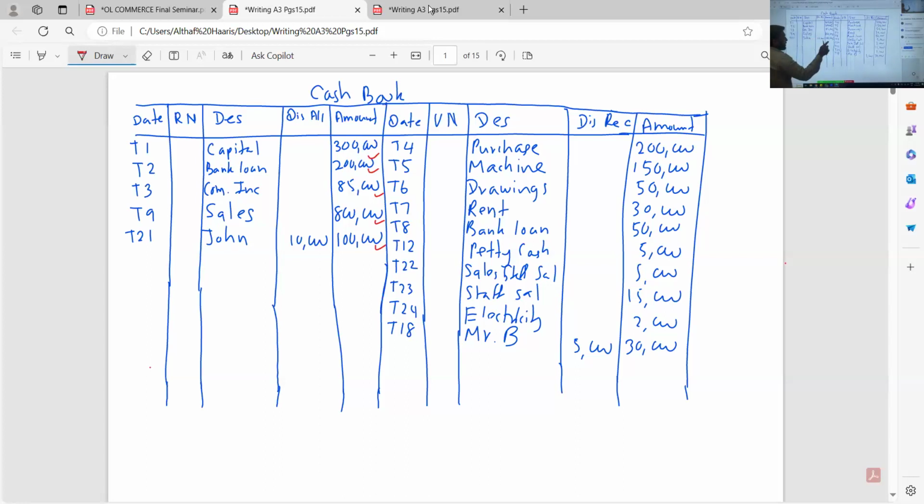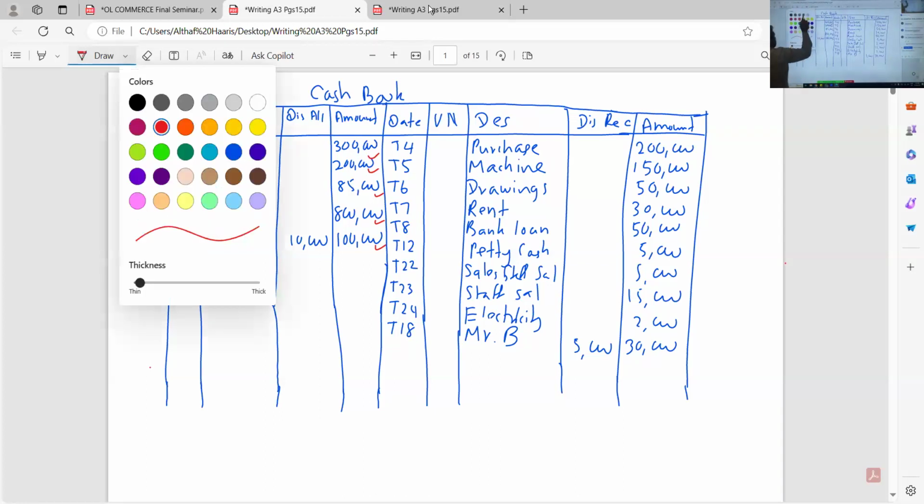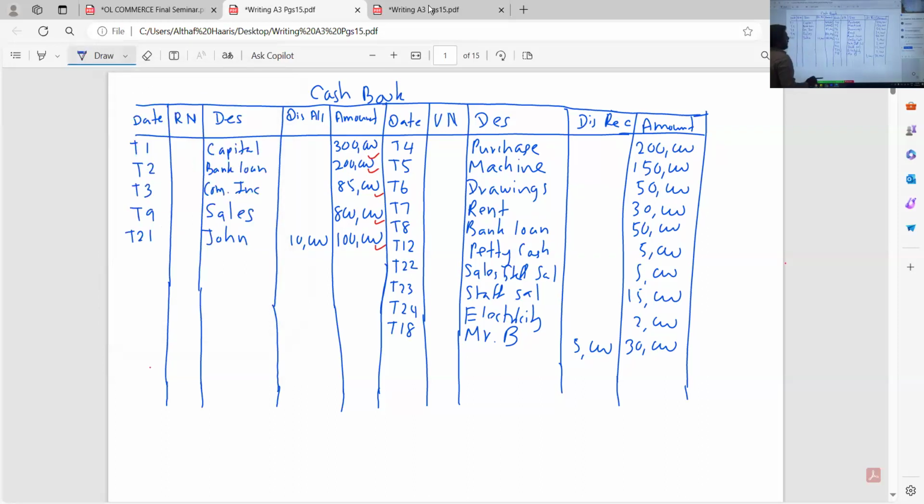We didn't post the entry for this one. Just keep that in your mind. Okay. Now let's prepare the T accounts. Now this is the credit side, no? Debit side entries. We'll prepare the T account for the debit side entries.